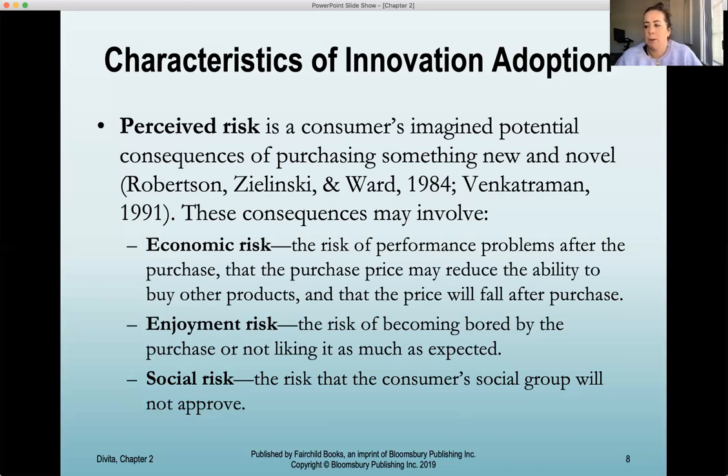And lastly is social risk. Okay, this is the risk that the consumer's social group will not approve. So have you ever been in your group of friends and you're trying out a new trend and everyone's kind of doesn't buy into it? Like, oh, that looks kind of weird, or where'd you get that top, right? So if your social group doesn't approve or respond to the innovation that you're adopting, oftentimes we leave that innovation because we want to be a part of that group and we want to be accepted. Okay, so that's the social risk of adopting a new innovation.